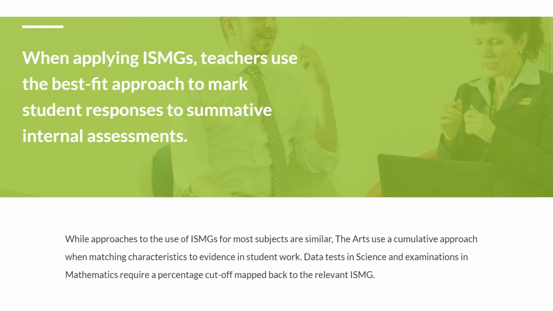And then finally, in science and mathematics, the data test that they do, which is one of the assessment pieces that the students will complete, uses another way again of working out the result on the ISMG, and that is a percentage which is cut off, mapped back to the ISMG. So all subjects are using ISMGs, but depending upon the task, depending upon the subject area or the faculty, how the mark is calculated on those ISMGs will differ.